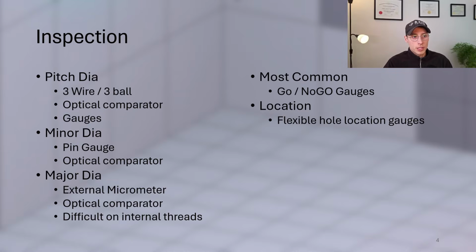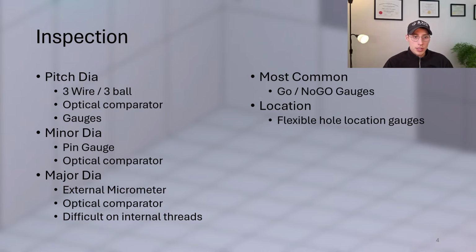Looking at methods to inspect threads, there are ways to inspect the diameters of the pitch diameter, major diameter, and minor diameter. The most common thing that I think QA shops have is go and no-go gauges, so they don't actually give you a measurement, they just say if it's in spec. But there are interesting gauges to inspect, for example, the pitch diameter.